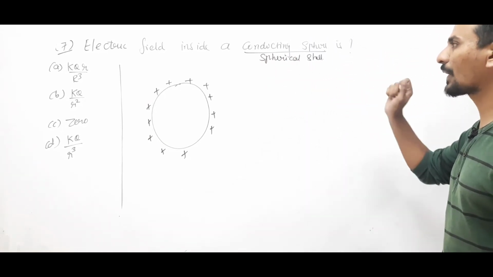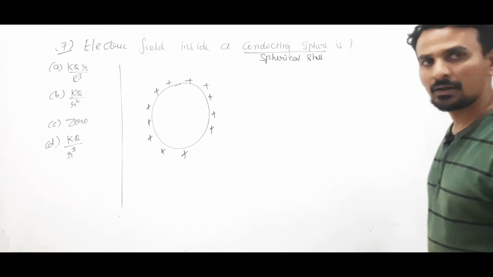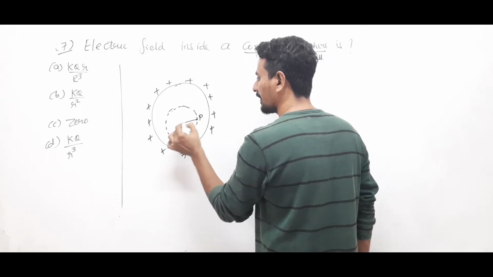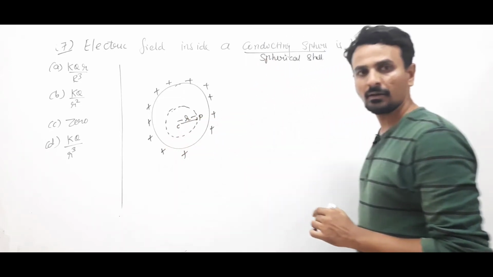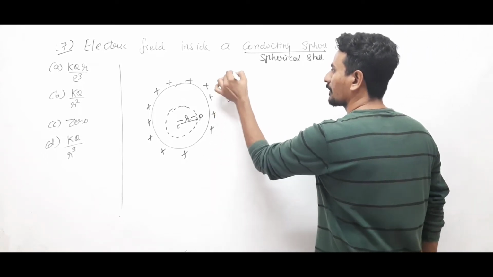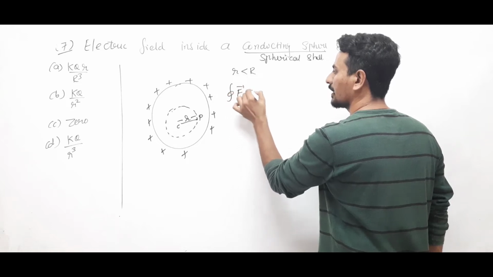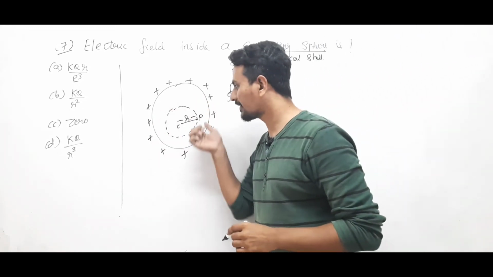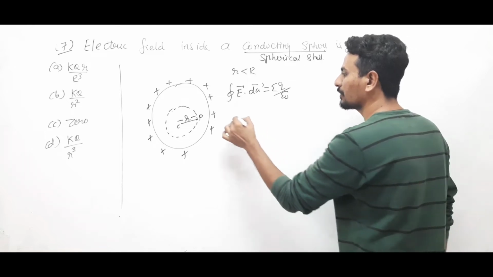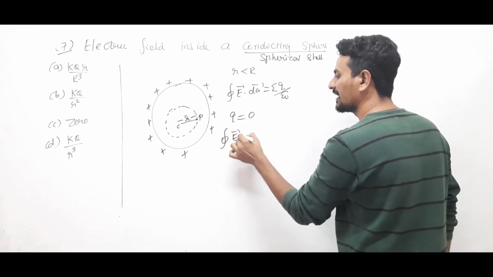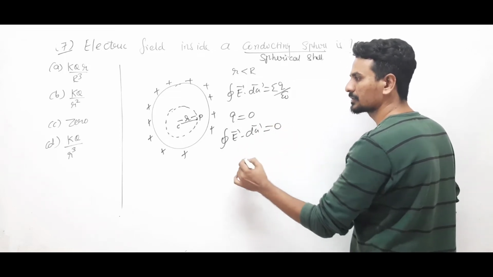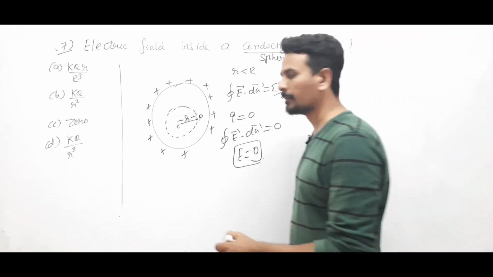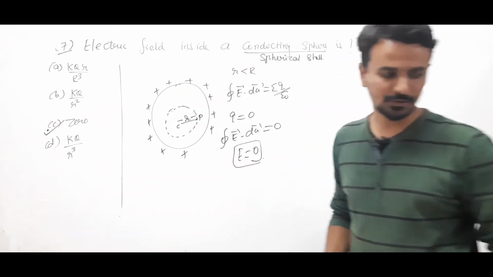Now in the question you are being told to calculate electric field inside a conducting sphere, right? Let us take this as a Gaussian surface. We want to calculate electric field at this point P, which is at a distance r. Using Gauss theorem, for r less than R, the integral of E dot dA is equal to Q by epsilon naught, right? But there is no charge enclosed inside this Gaussian surface. That means Q is equal to 0. So finally E dot dA will be equal to 0. Now area cannot be 0, so electric field will be 0. So inside a conducting sphere or a spherical shell, electric field will be 0. C is your option. Clear?